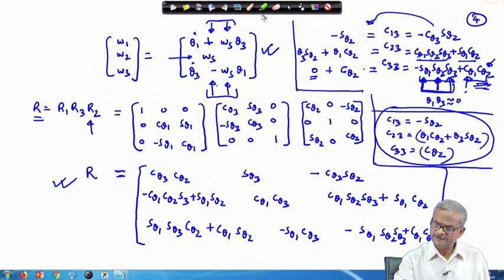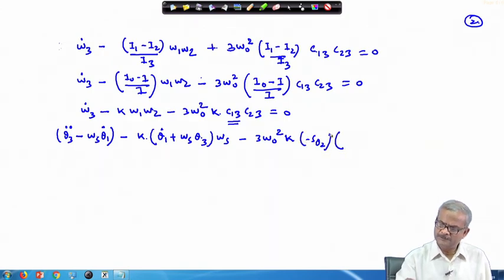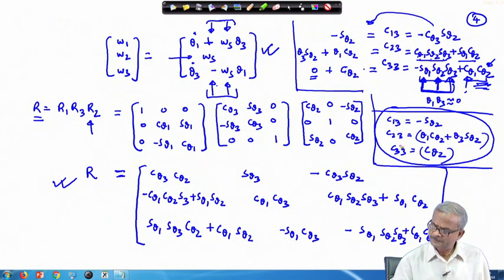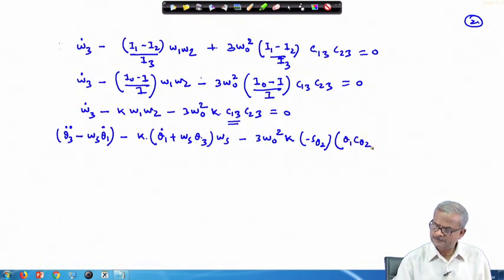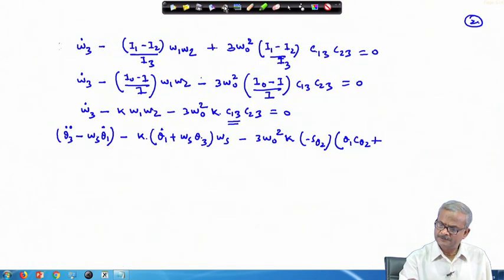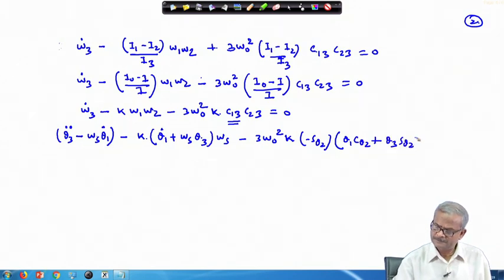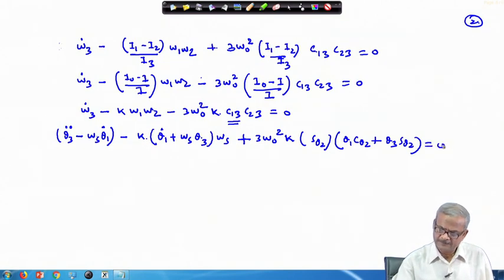C 1 3 is minus s theta 2. So, this is minus s theta 2, and C 2 3 again we have to pick up. So, C 2 3 is here theta 1 C theta 2 plus theta 3 s theta 2. So, this minus sign will make it plus. So, I will remove this sign from here and I will put a plus sign here in this place, and this quantity will be equal to 0.